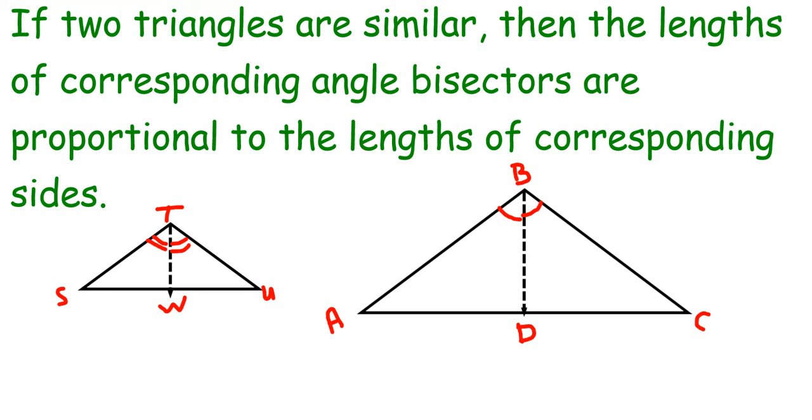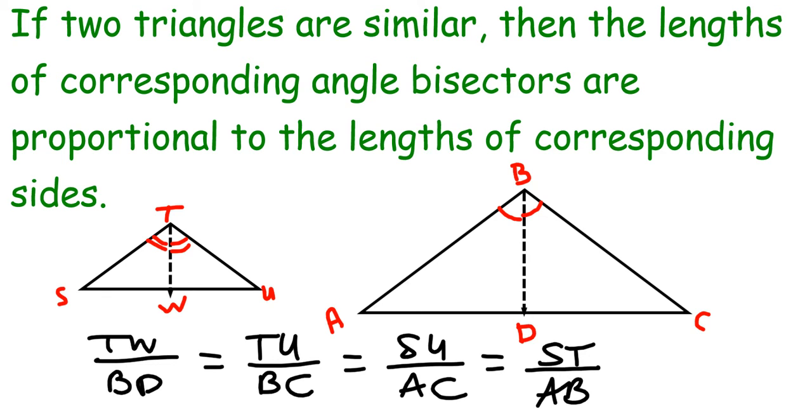If two triangles are similar, then the lengths of the corresponding angle bisectors are proportional to the lengths of the corresponding sides. So here TW and BD are your two angle bisectors.